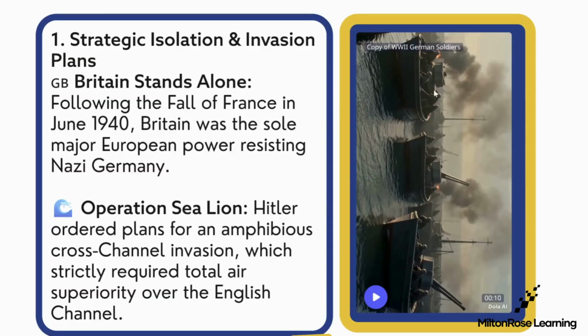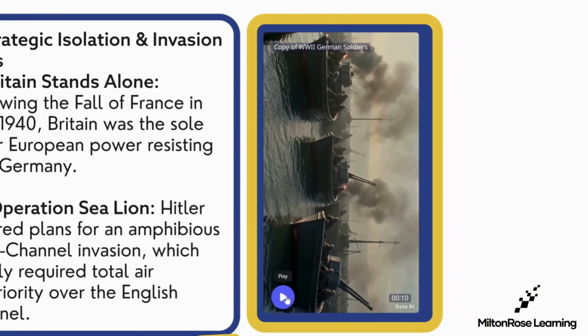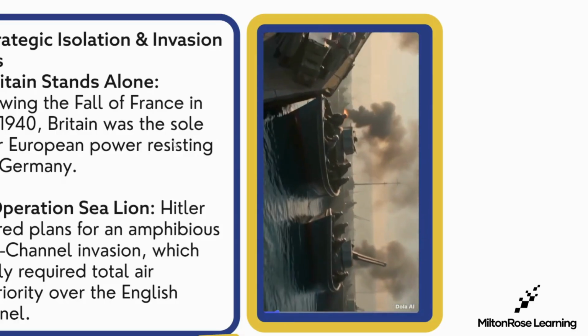That brought forth Operation Sea Lion, which was basically Hitler's plans for an amphibious cross-channel invasion of the UK. Very, very risky operation, which strictly required total air superiority over the English Channel. Otherwise, we'd have just blown the German boats out of the water. And you can see Operation Sea Lion here for visual learners.